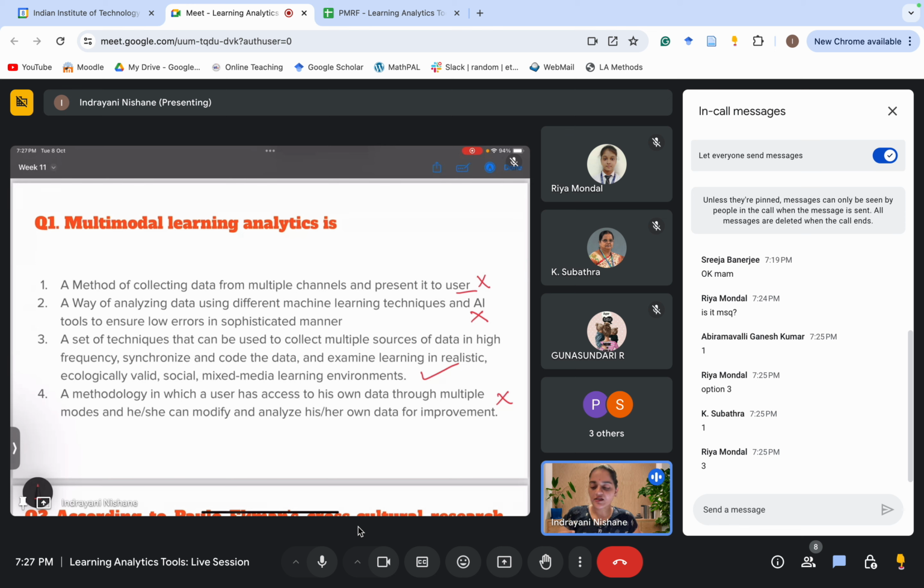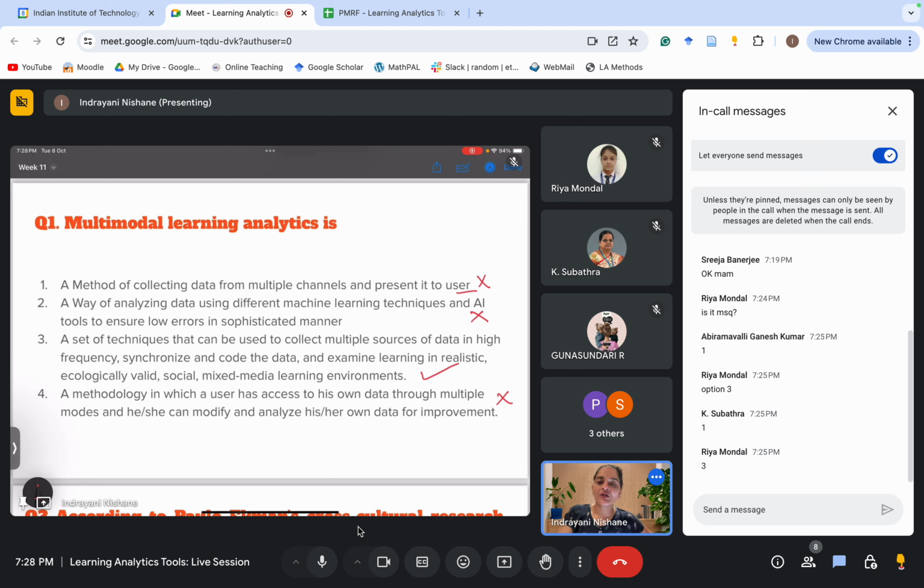Then synchronize. When we are collecting data from two different channels, from two different sources, the time frame used to capture one source of data has to be the same as the time frame used to capture the other. For example, if we are capturing log data with a timestamp, then that timestamp should match with the eye gaze timestamp. That is synchronization. We are bringing both sources of data onto the same timeline.